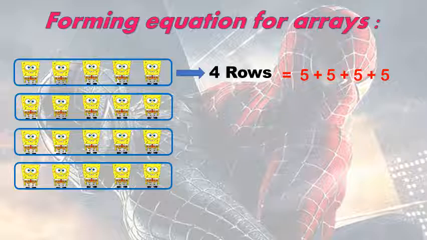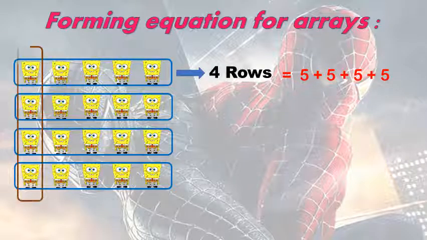Okay, so we are going to put 4 rows equals to what? 5 plus 5 plus 5 plus 5. So the 5 is repeated 4 times for the 4 rows. Okay, let's see what about the columns here.